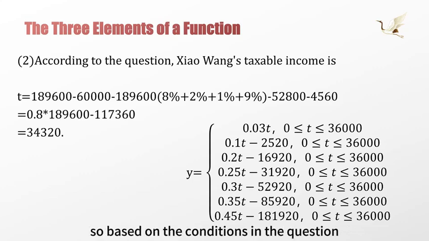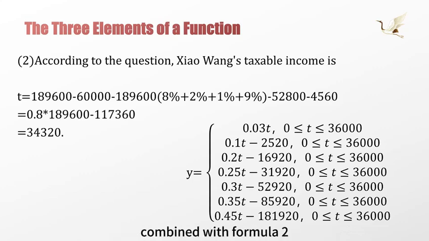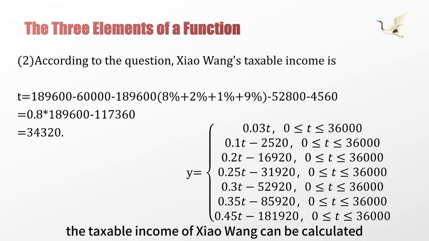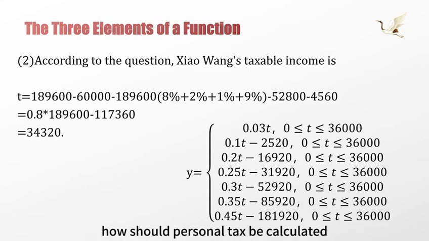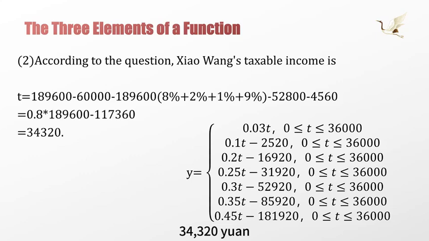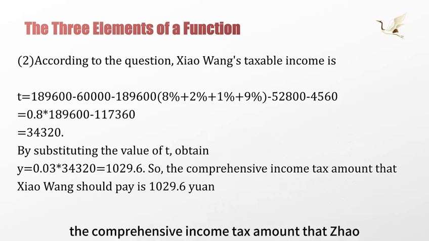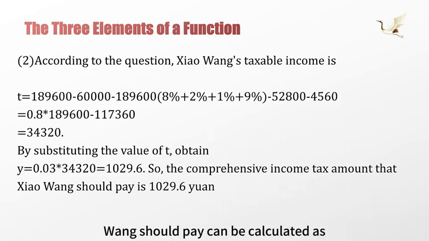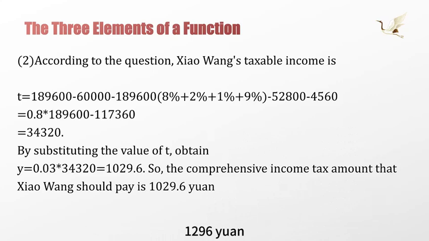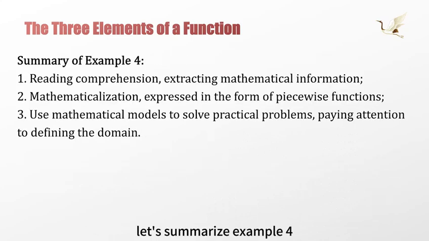So, based on the conditions in the question, combined with Formula 2, the taxable income of Zhao Weng can be calculated. How should personal tax be calculated? We need to rely on the mathematical model we established in the first question. The value of the independent variable obtained through calculation is 34,320 yuan. Find the corresponding relationship. Furthermore, the comprehensive income tax amount that Zhao Weng should pay can be calculated as 1,029.6 yuan. Let's summarize example 4.